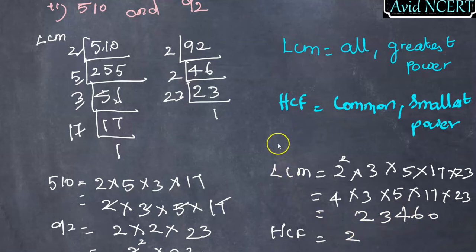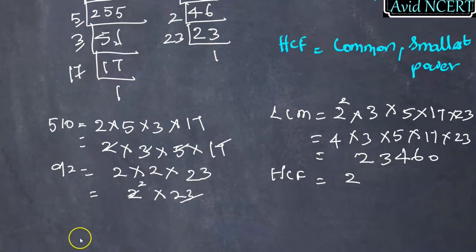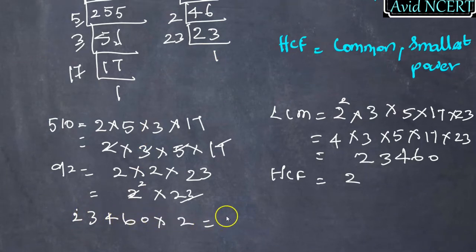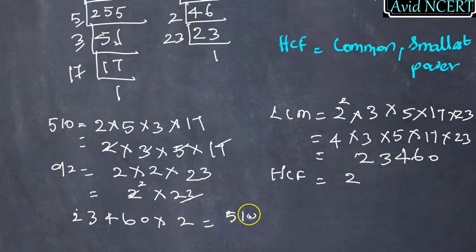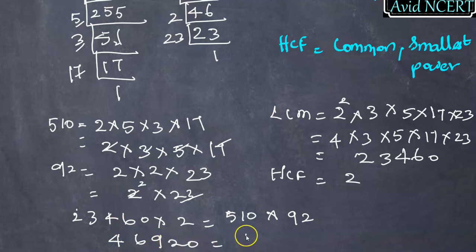Now what we have to verify? We have to verify LCM into HCF equal to 510 into 92. So let's do that. 23460 into 2 equals 510 into 92. So when we do this, the value will be 46920 and this is equal to 46920.